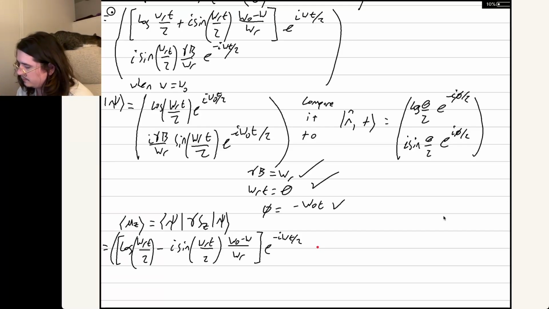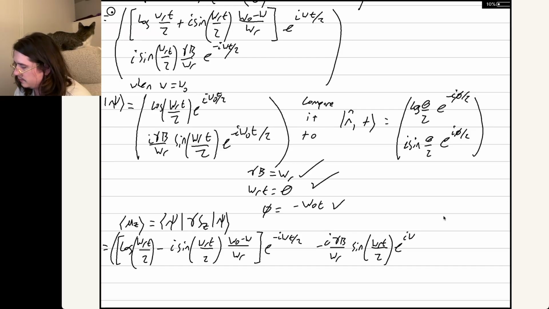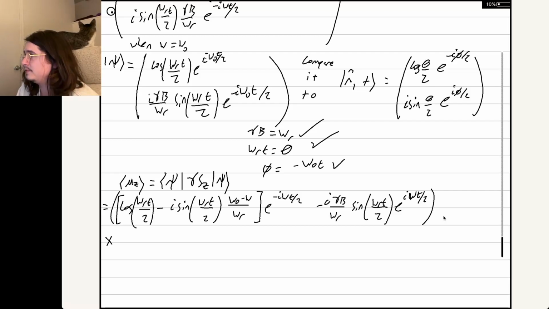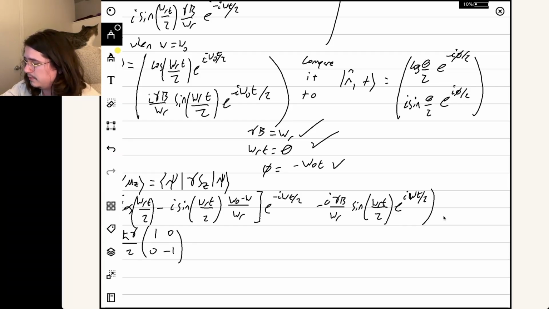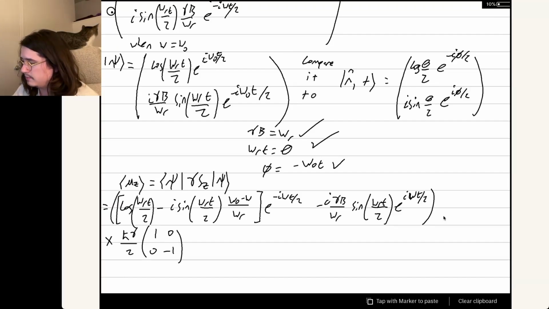And then the other one was minus i gamma b over omega_r sine omega_r t over 2, and then we had the e to the plus i omega t over 2. That's just the first column vector. We're going to be multiplying that by Sz, so it's h bar gamma over 2 and then the Pauli Z, multiplying the column vector, the same one, which I am just going to copy down.